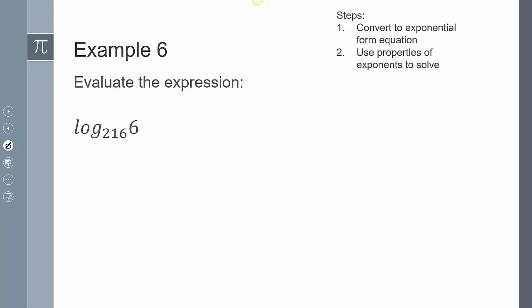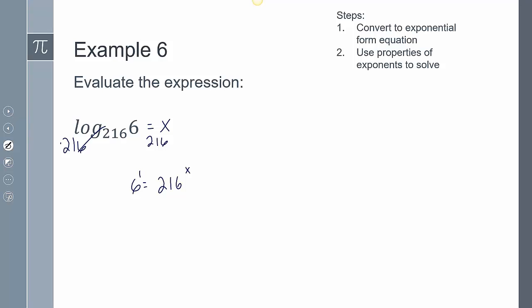Log base 216 of 6. So once again, equals some number x. Don't know what it equals. It's weird. How do I make a 6 into 216? I don't know what's going on there. So then, take base 216 to both sides. So 6 equals 216 to the x power.